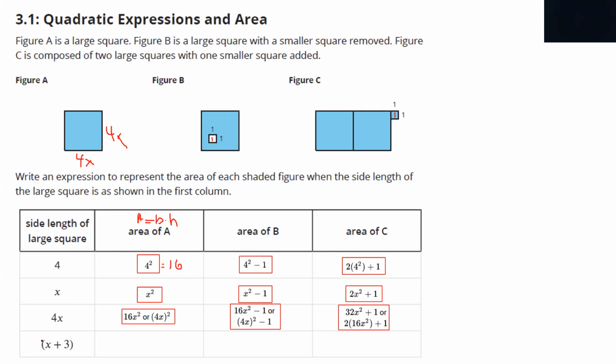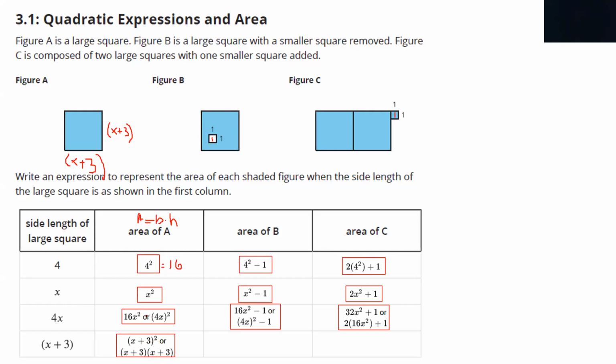Okay? And finally, if this side length was x plus 3, how would we determine the area of figure A, figure B, and figure C? Well, very similarly, following the pattern we have established here, if this side is x plus 3 and this side is x plus 3, our area of this square would be x plus 3 times x plus 3, or we could just rewrite it as x plus 3 squared. Remember that anytime it has a square, you can write it twice as x plus 3 times x plus 3.